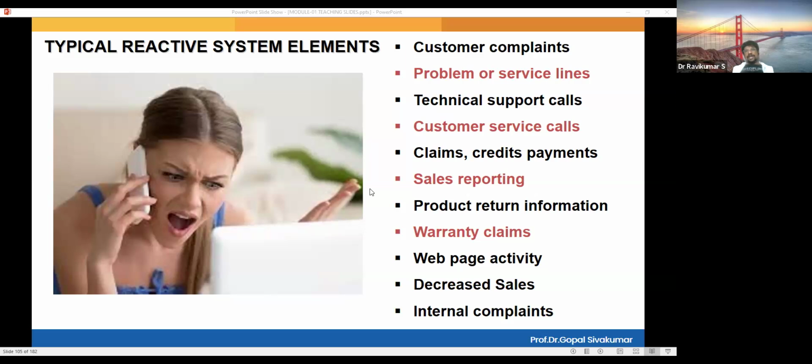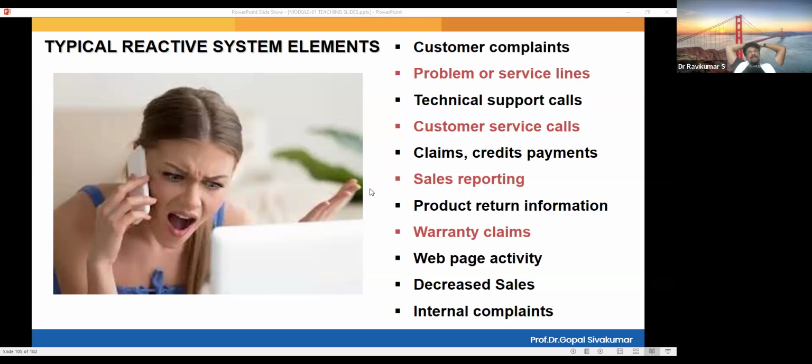Then sales reporting, that is, the product is not sold properly, the product sales volume decreases in the market, so that is also a reaction to your poor product service. Okay, then product return information: the customer tries to return your product because of product quality, or tries to surrender the service. They may move from one service provider to another, telephone service, mobile service, broadband service, because they are not satisfied with you, right? That is also a reactive type of element.